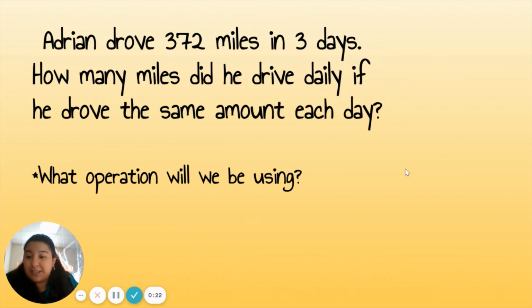In order to figure out what we're going to be using, I'm going to use the GET strategy. Now, I want you to think of all your options. Are we adding, subtracting, multiplying, dividing? Well, this is telling me that I have the same amount each day. Usually when I have the same amount or equal groups, I know I'm either multiplying or dividing. So I'm going to pick between the two.